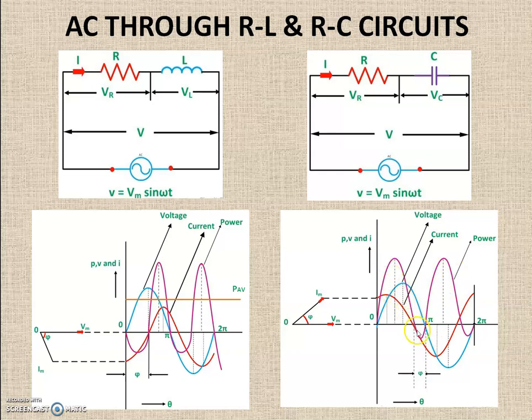I mean the areas are not equal. So in this case also you will have some average power as shown by this line. So in the case of an RL circuit or RL load and an RC circuit or RC load fed from an AC source, here we are assuming a sinusoidal source, there is always some average power, but it will not be equal to that of a pure resistive load.